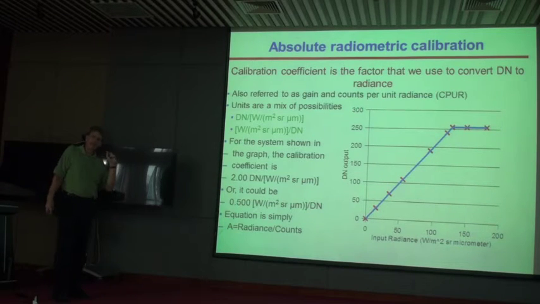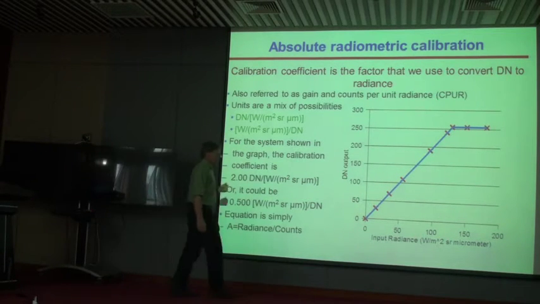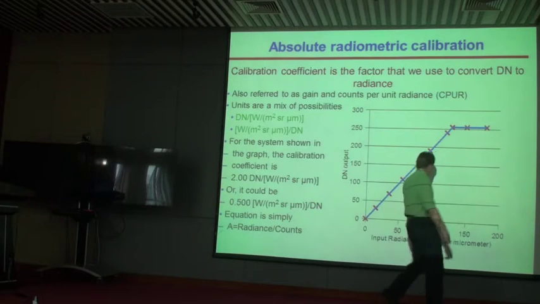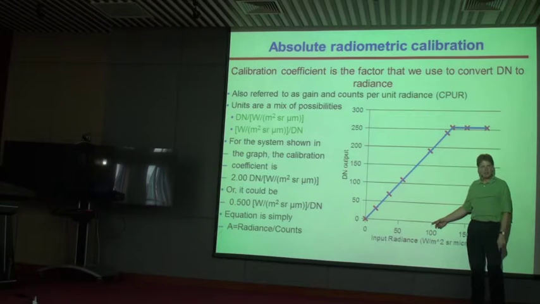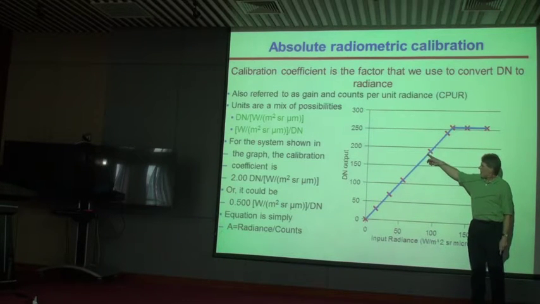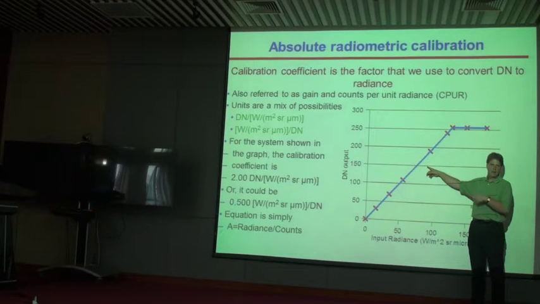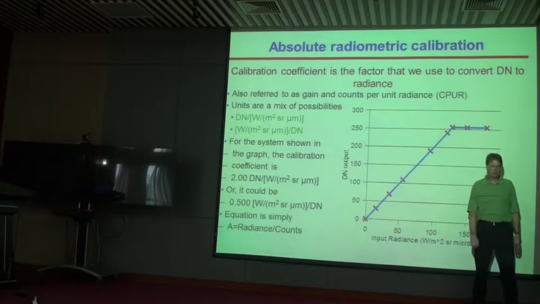One of them gets smaller as the instrument gets worse. So as the response of the system gets worse on orbit, let's say we have a degradation, one of those will get smaller. The other one will get larger. Sensor people like to work with the one that gets smaller as the sensor gets worse. The way to think of it is, for a given radiance, if my sensor degrades, my output is going to go down. So my counts per radiance will go down.